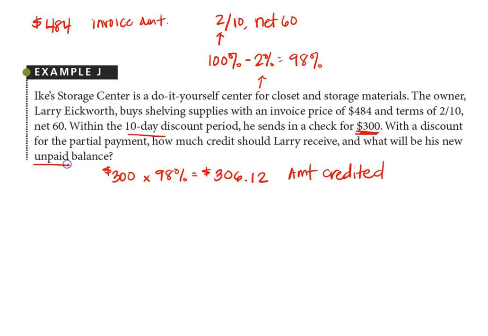So finally, we're going to find the unpaid balance. And the unpaid balance is simply our invoice amount of $484 minus the amount that was credited. And this leaves me with $177.88 that he still needs to pay within 60 days of receiving that invoice. Okay, so $177.88 is the unpaid balance that he still owes.